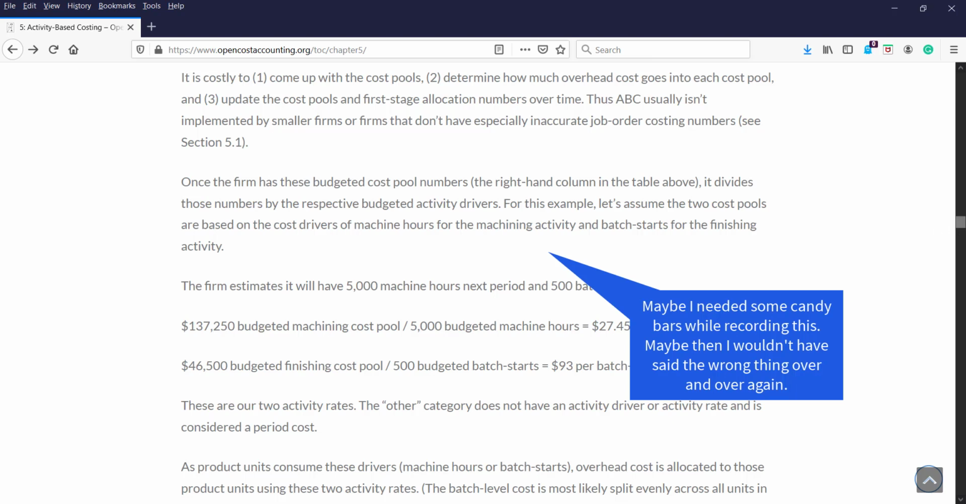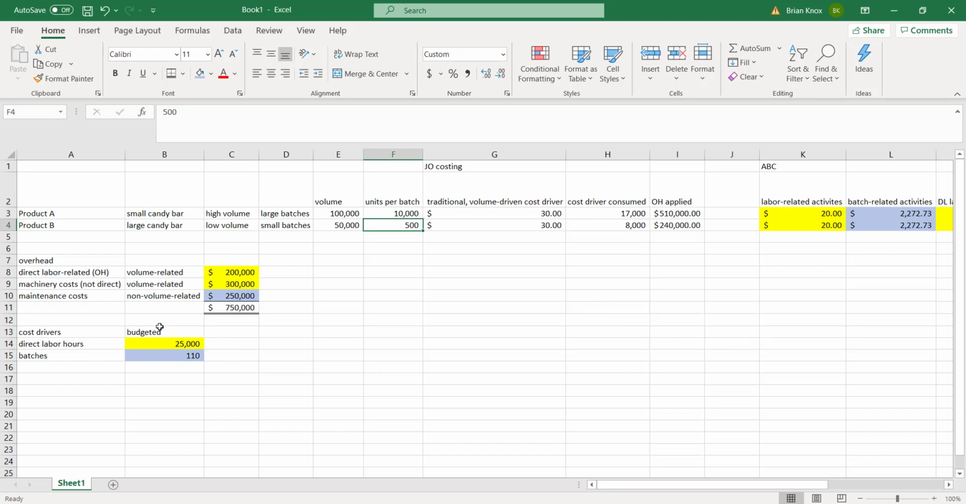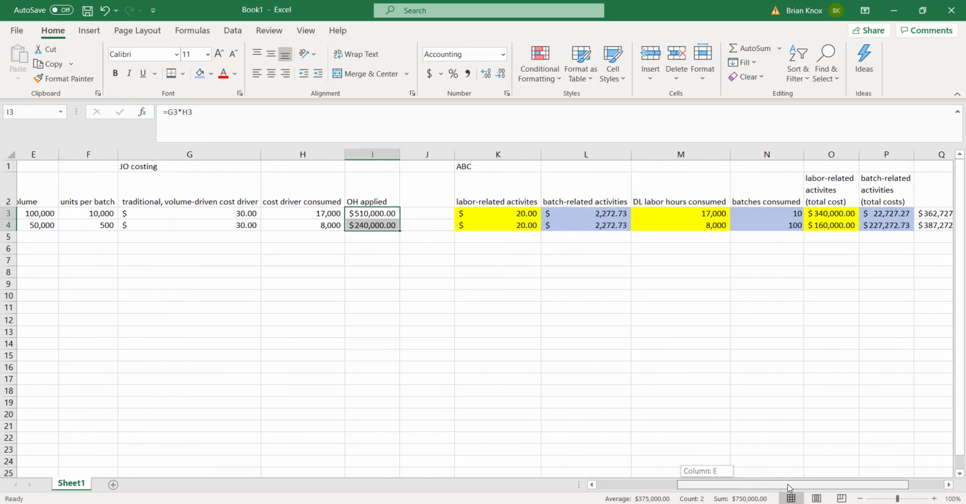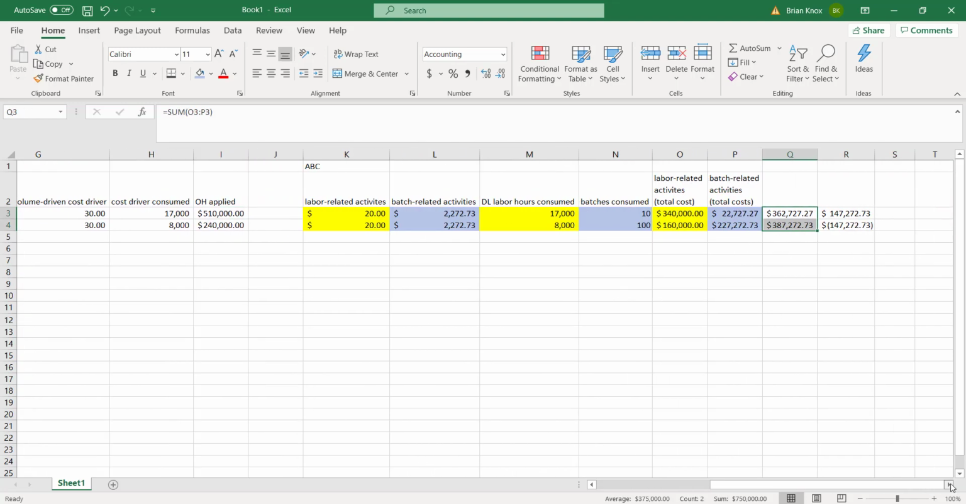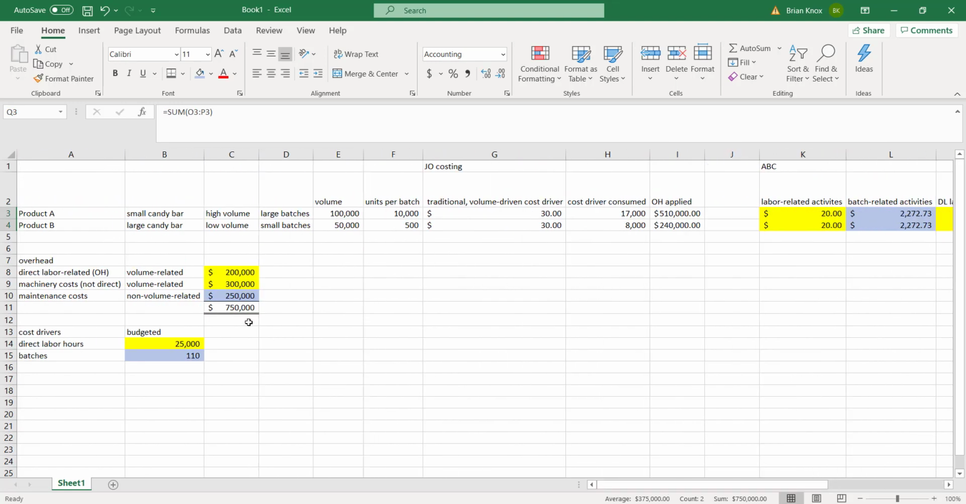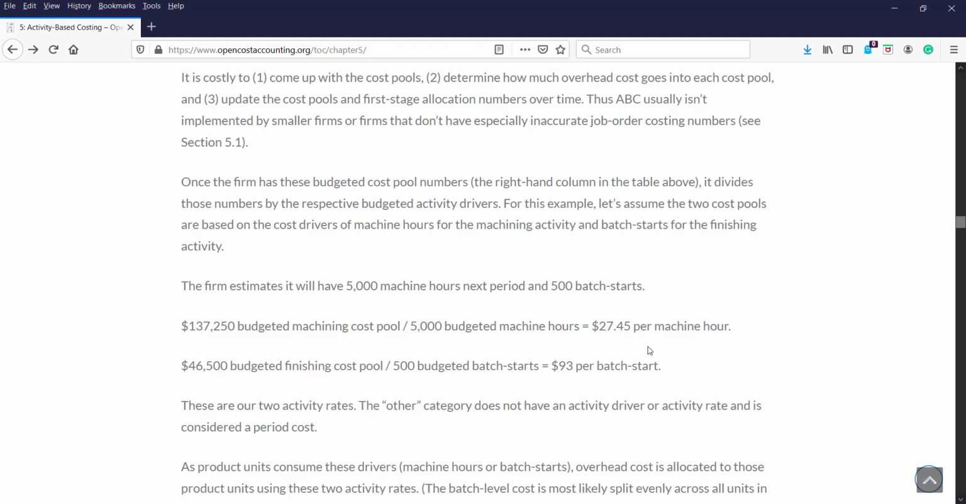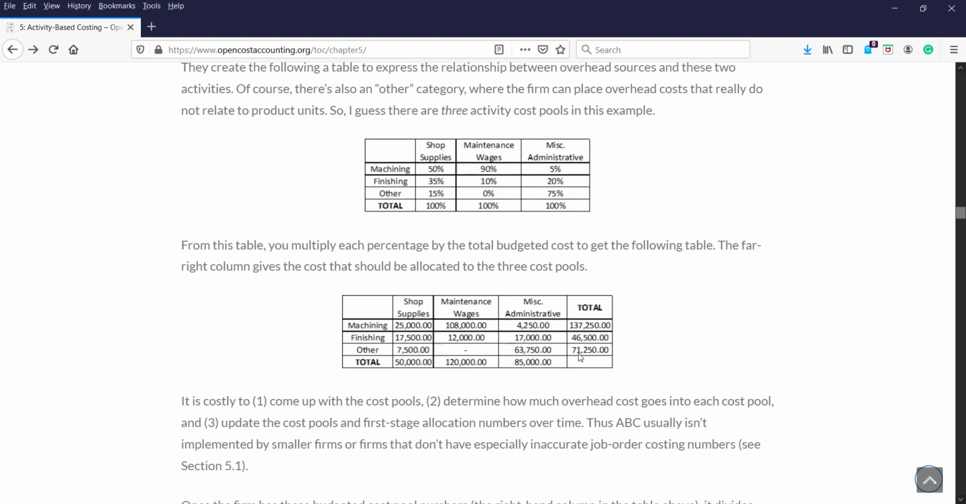In my example with the candy bar products, I made sure that this was large enough that it made a difference. When I was creating these numbers in my head, I said, okay, I need this number, which is going to have a non-volume related and batch related relationship. I need it to be big enough to make a difference in our cost between this number right here and these numbers right here. And it sure did. But let's say we decide that's not the case and we just want to get rid of this. Well, then we're going to use approximated activity-based costing. We're going to get rid of this and move its costs over between this $137,250 in machining and the $71,250 in other.